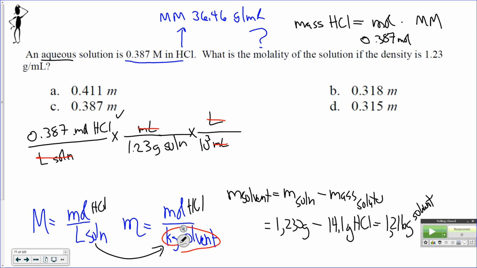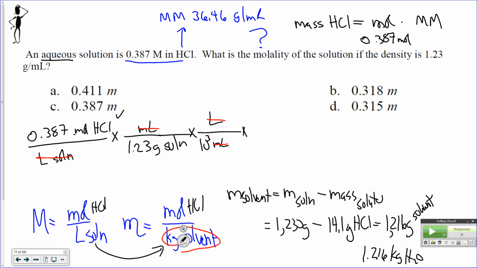So if I convert that from grams to kilograms, it's going to be 1.216 kilograms of water as the solvent in the system. Okay, so now I can just take the problem and do the conversion in that way.